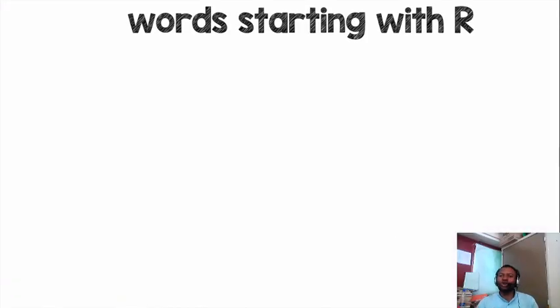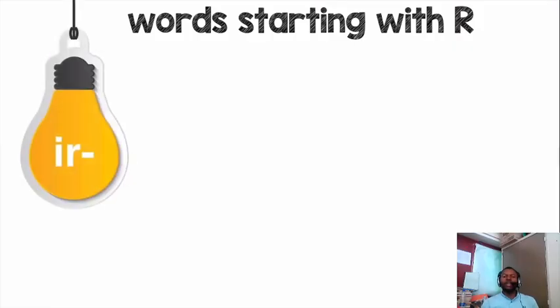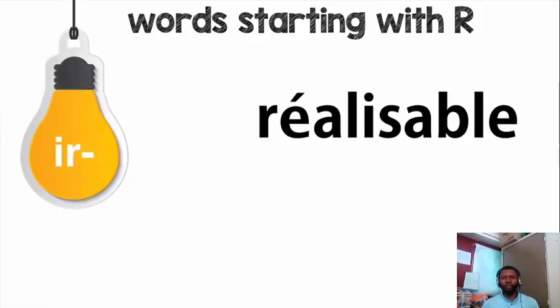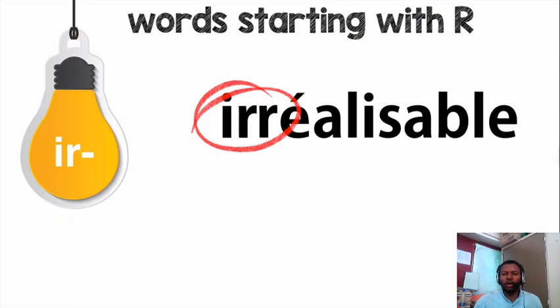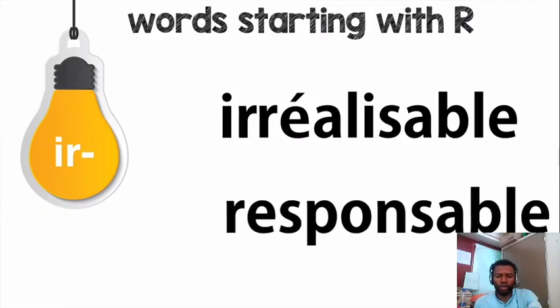Now there are also words starting with R. How do you make the prefix of it? You only add I and another R. For example, réalisable. The word réalisable is something that can be realized. Now irréalisable, if you add the IR, it's the contrary of réalisable. It becomes irréalisable.